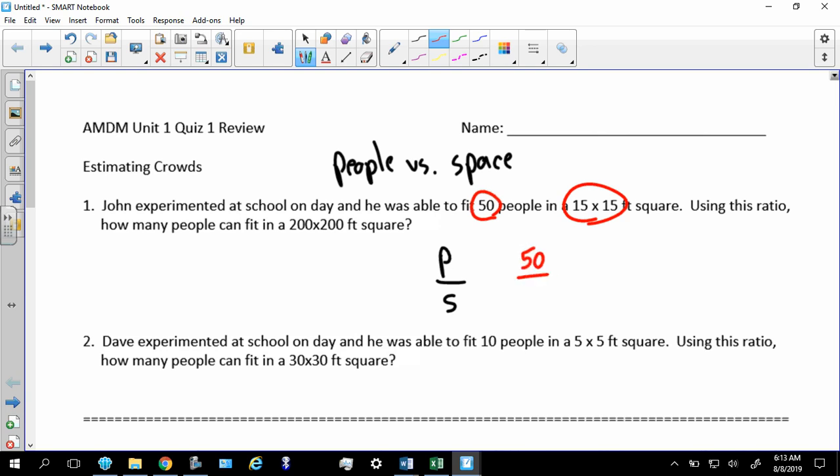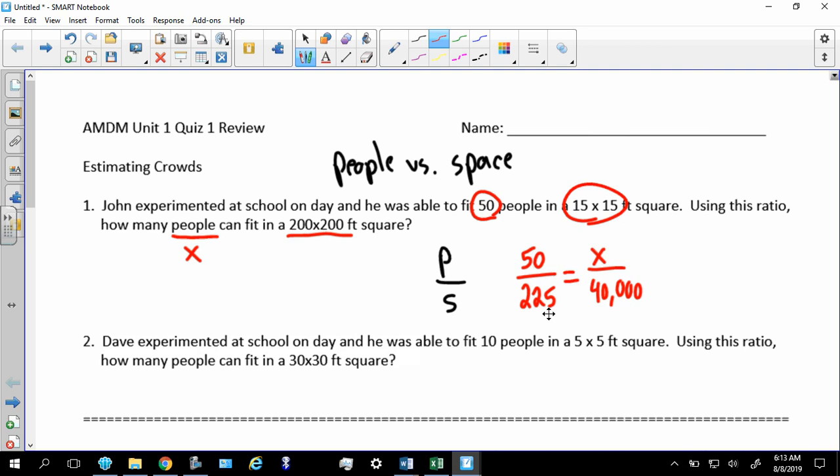So 50 over 15 by 15 is 225 is equal to, let's keep reading, using this ratio, how many people, that's what we're looking for, that'll be my x, can fit in a 200 by 200. So that'll be x over, let's see, that would be 40,000.